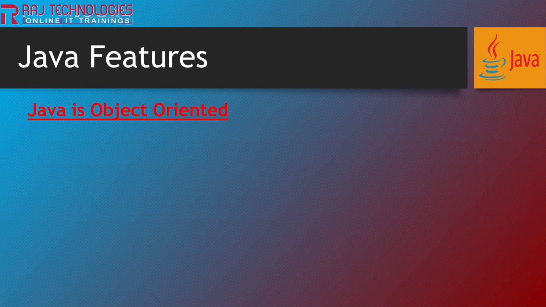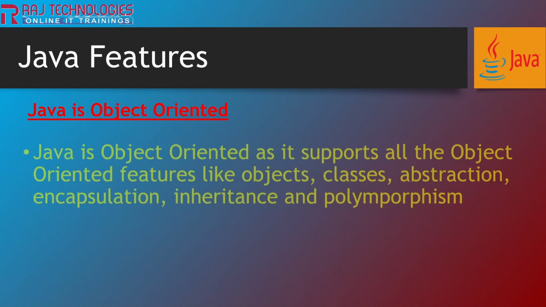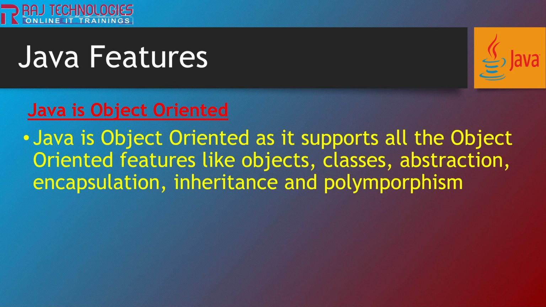The next feature is Java is object oriented. Already we know this feature. Java is what type of programming language? Object-oriented programming language. So Java is object-oriented as it supports all the object-oriented features like objects, classes, abstraction, encapsulation, inheritance, and polymorphism. I have already discussed all these features in the previous videos.